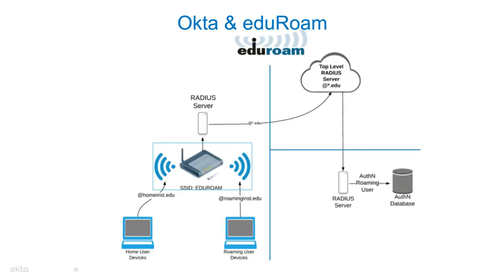eduroam is a global Wi-Fi network available to the education community. It relies on a network of RADIUS servers that authenticate users based on their campus credentials. Okta can enable eduroam authentication using its LDAP interface. This allows schools to eliminate the need for a highly available and redundant on-premise LDAP service that must be maintained, shift the authentication task to Okta, and reduce the on-premise requirement.